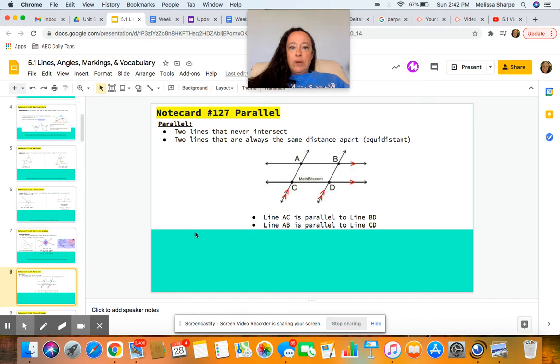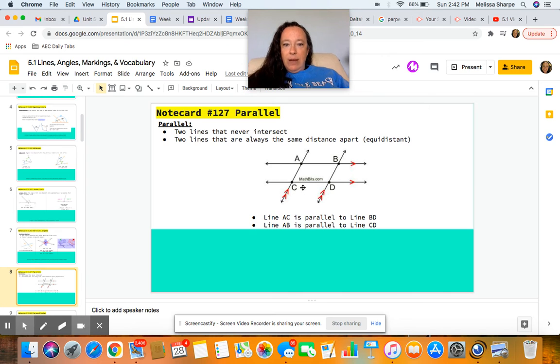All right, note card 127, parallel. We talk a lot about parallel and perpendicular lines with linear functions in Math 1, but what about with geometry, where we're not superimposed on a Cartesian coordinate plane? Okay, so look at this. We know what parallel means, they have the same slope, but what does it mean geometrically? It means that the lines never intersect, and the lines are always the same distance apart, which is called equidistant.